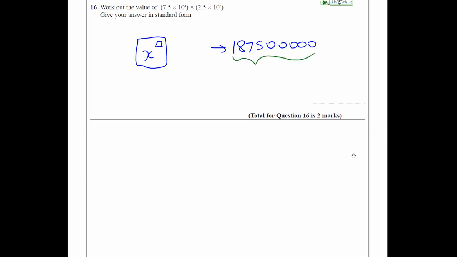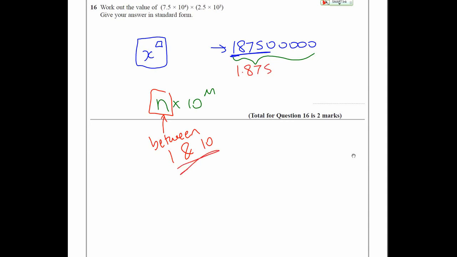Okay, so to get standard form, it means you've got a number times 10 to another number, let's call it n and m. Now the special thing about n is that it's got to be between 1 and 10, okay, less than 10, greater than 1. So the number that we can pick from these digits has to be 1.875, keeping the digits in the same order, but getting it between 1 and 10, 1.875.